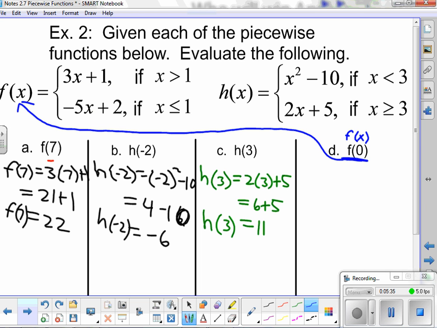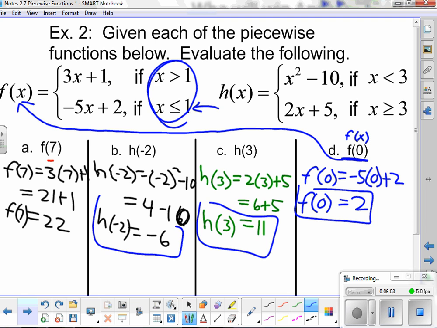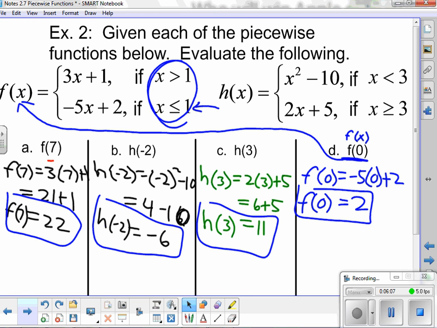Looking at the domain restrictions, 0 is smaller than 1. That means we're going to be choosing the bottom, because the bottom is reserved for x values smaller than or equal to 1. So f of 0 equals negative 5 times 0 plus 2. Anything times 0 is 0, plus 2 is 2, so f of 0 equals 2. Box, box, box. And that's how you would evaluate a piecewise function.